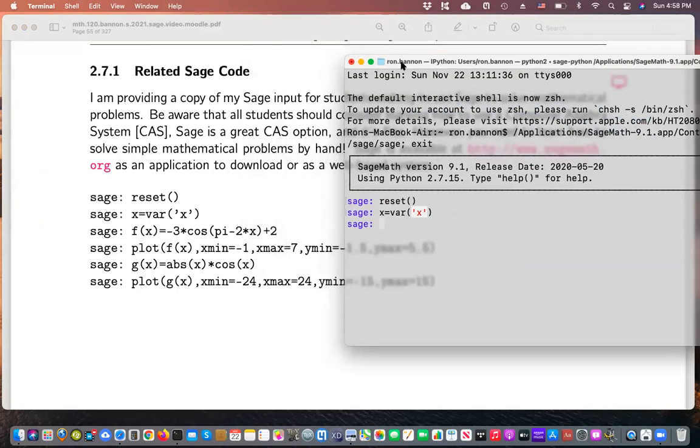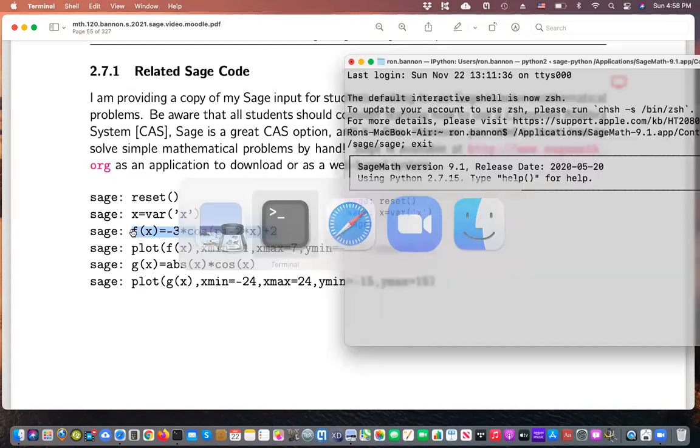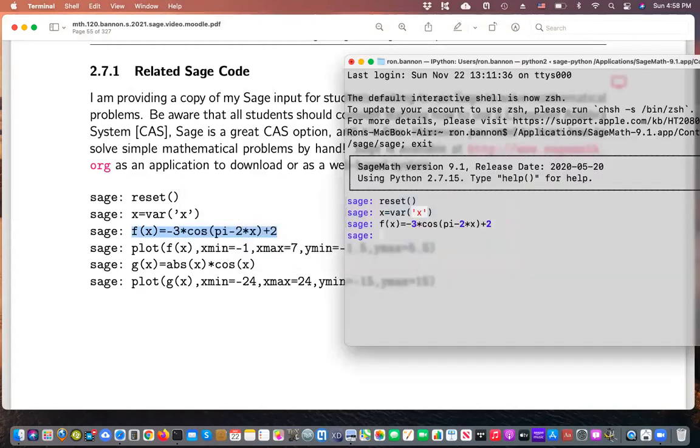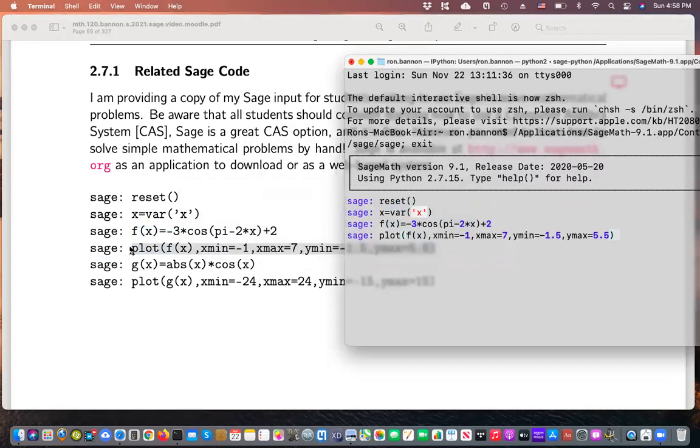You know what? I'm getting kind of tired of typing. That's what's nice about code. I can copy paste. I still understand what I'm doing though. What does it say? f of x is a function, minus 3 times cosine of pi minus 2x, plus 2. What's this one over here? I don't know. Let's copy paste, right? And I'll put this one over here. And it says plot the function where x minimum is -1, x maximum is 7, y minimum is -1.5, and y maximum is 5.5.